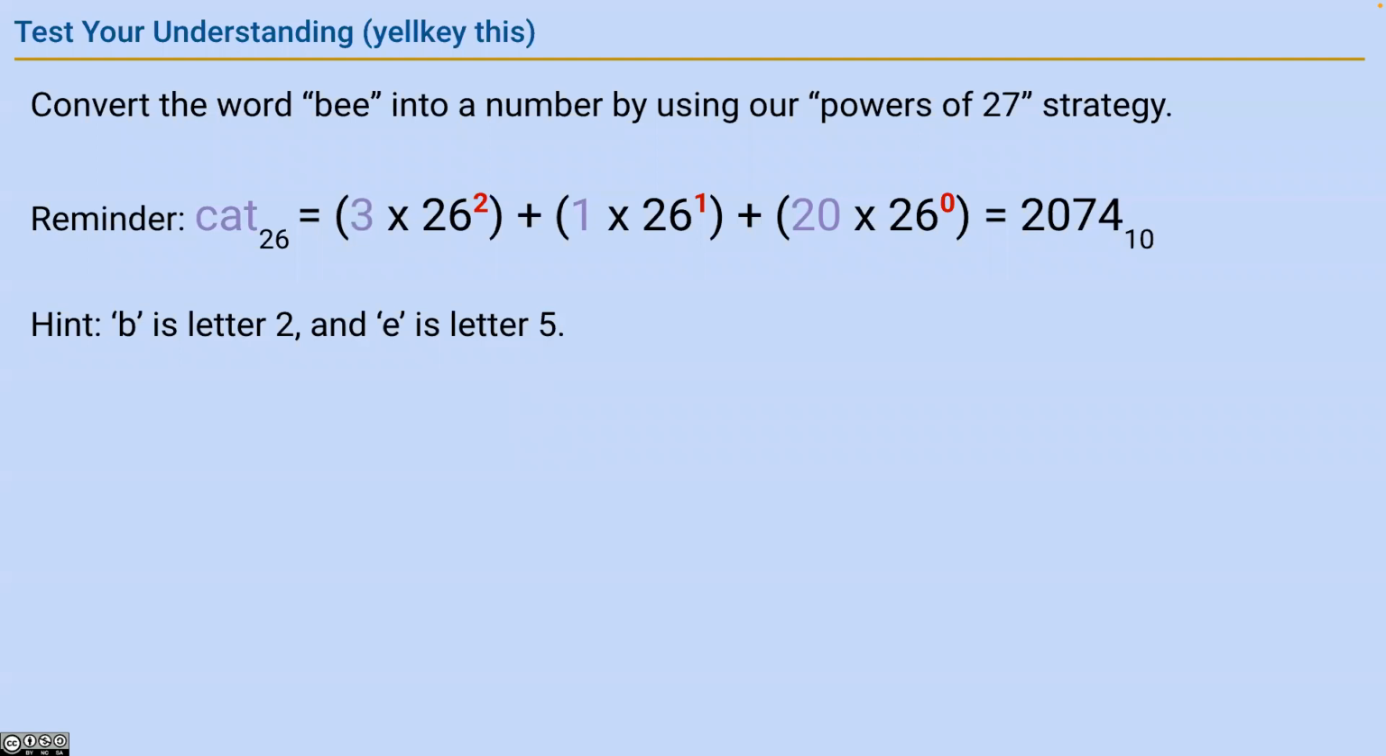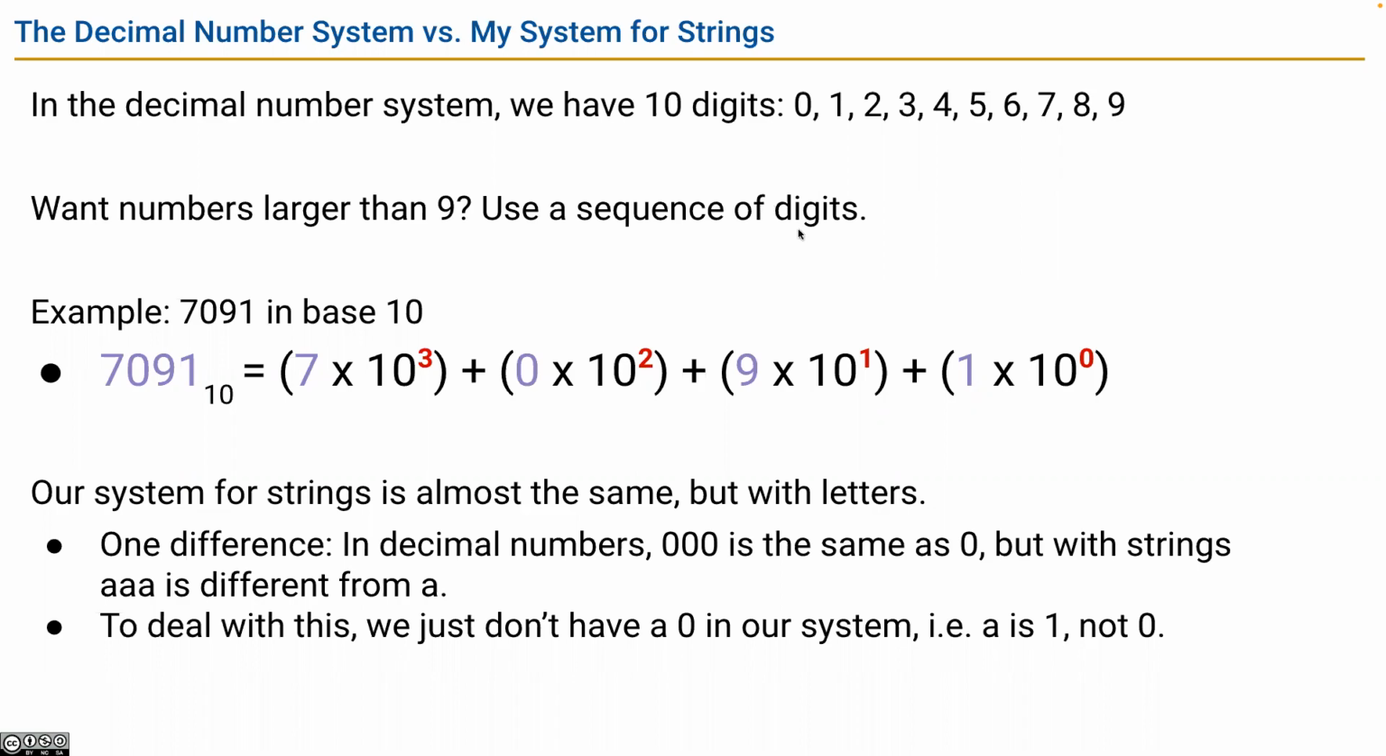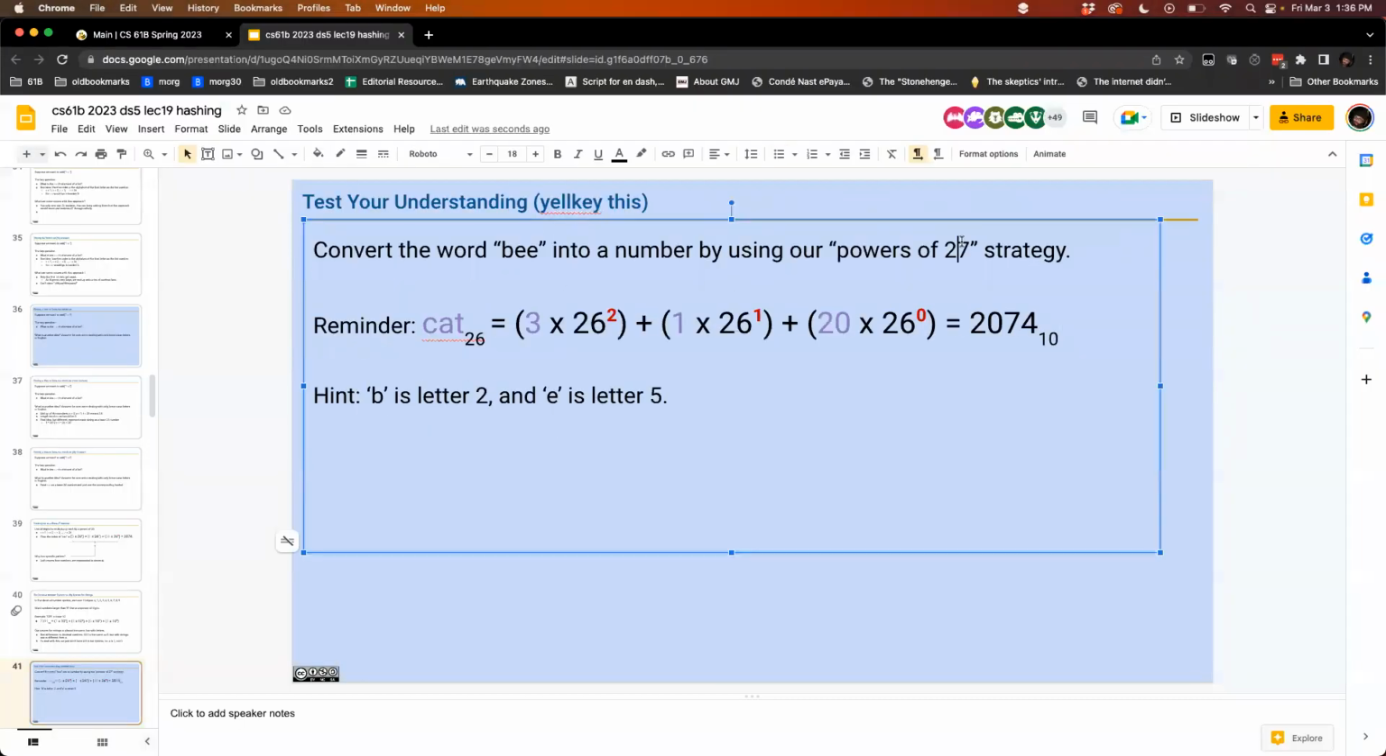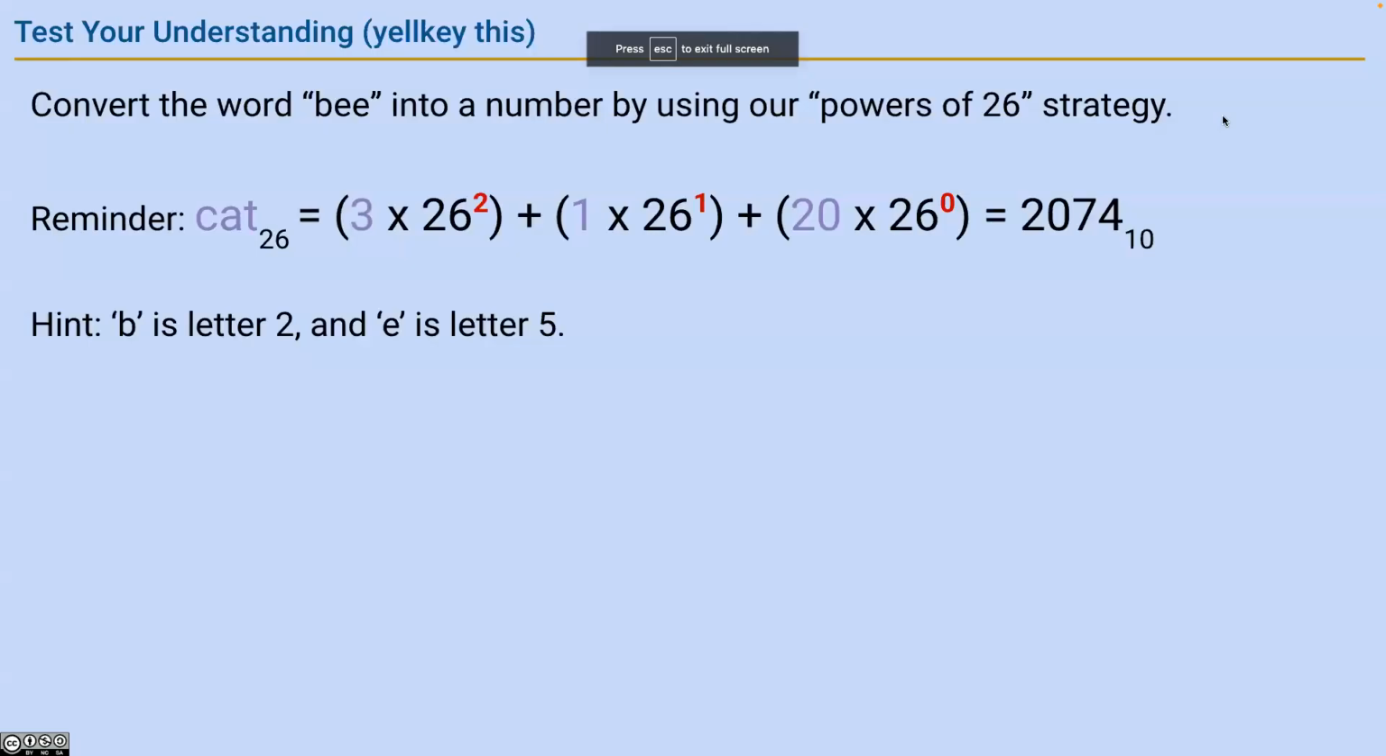I'll let you try to figure out what B is. Write out this expression in your head or on paper, or get the actual number, if I have the word B, using powers of 26. That's a typo. This is just to check whether what I said made sense.